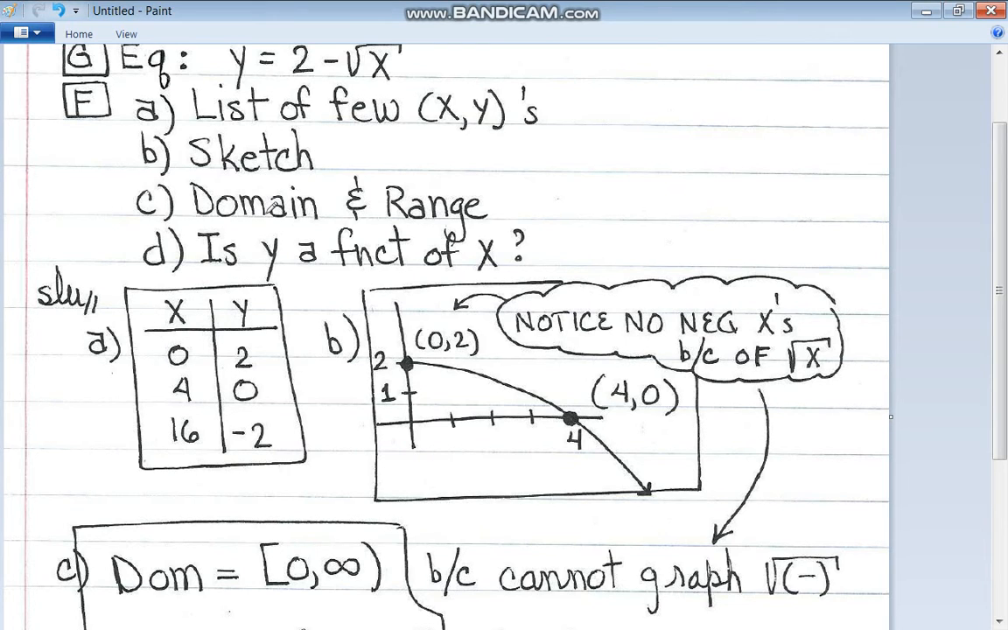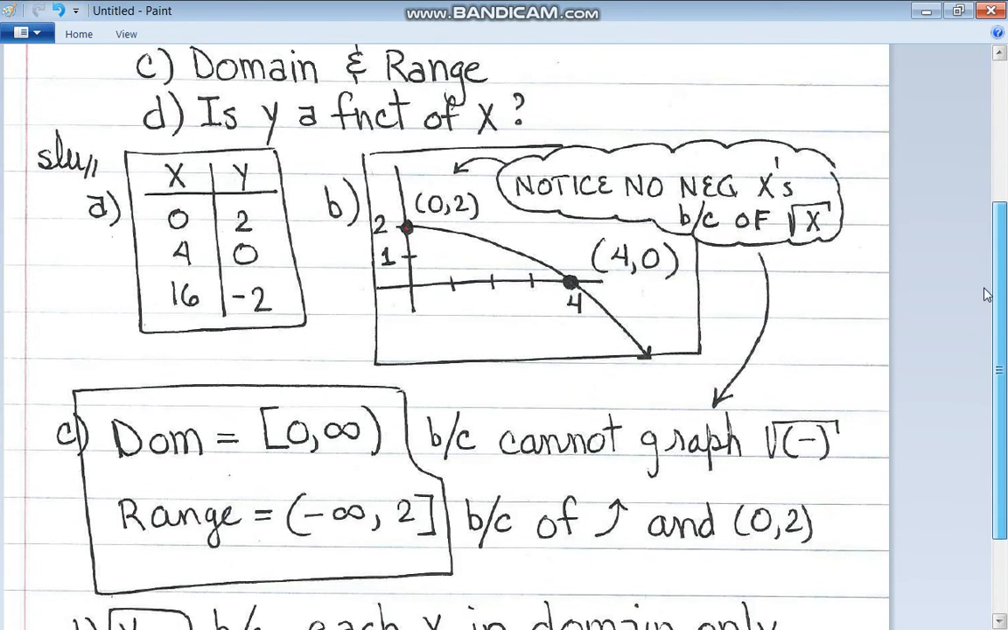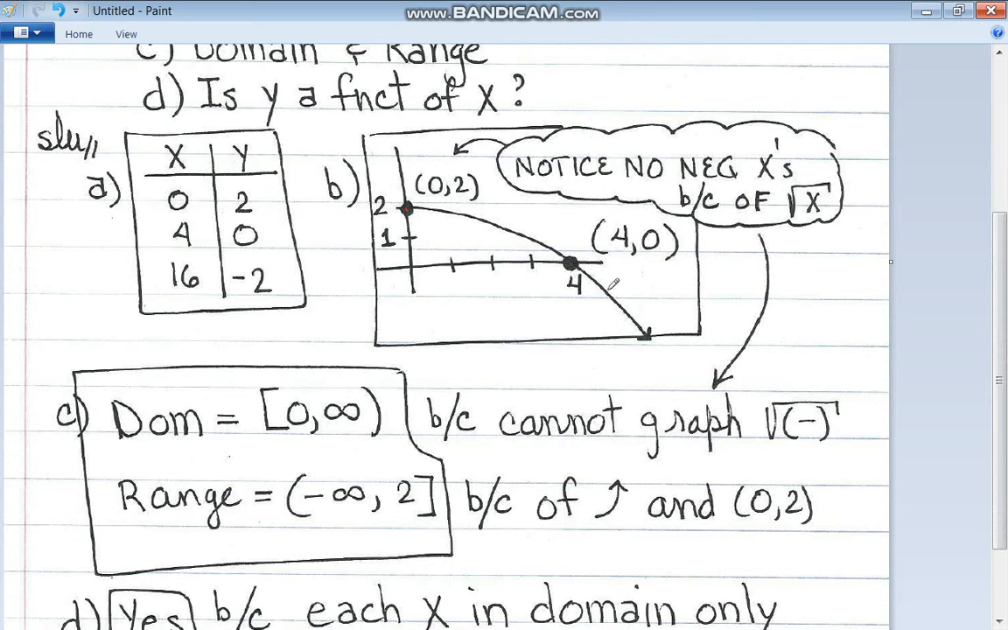Part B, do a sketch. We're just going to use the ordered pairs that we found. We found 0, 2. Let's graph that. Let's graph 4, 0. And I'm not going to graph 16, negative 2. It's way out here. So let's just do a smooth curve connecting the dots. All right, it's not a straight line. No, it's not going to be a straight line. We're not exactly sure what it looks like yet. So we're just making a kind of a curve fitting the points that we graphed.